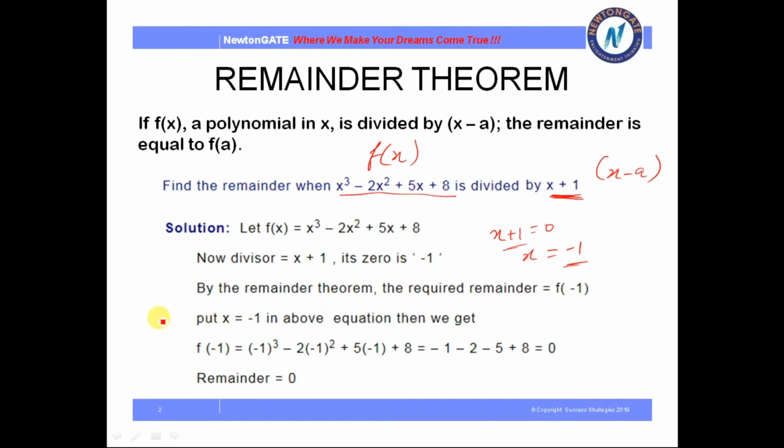So by the remainder theorem, we have to find the value of f of a. A here is minus 1. So f of minus 1 is minus 1 whole cube minus 2 into minus 1 whole square plus 5 into minus 1 plus 8. This gives us 0. So the polynomial f of x, that is x cube minus 2x squared plus 5x plus 8, when divided by x plus 1, does not leave a remainder. Okay, so let's see another example where we have a remainder.